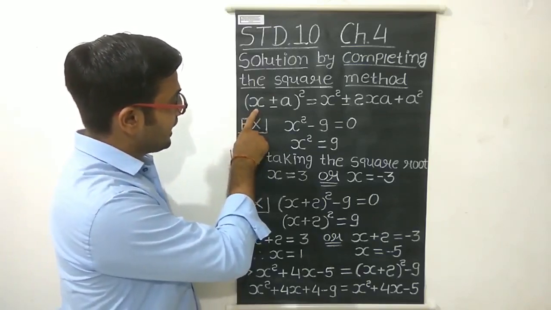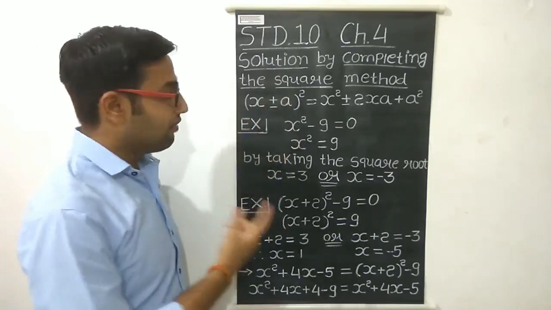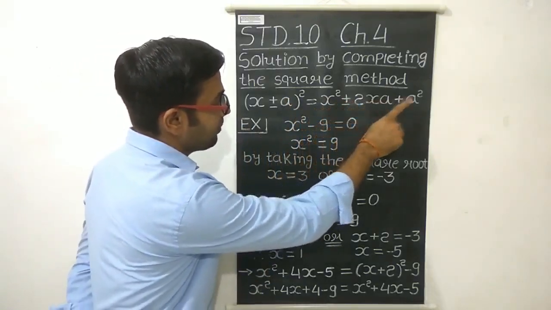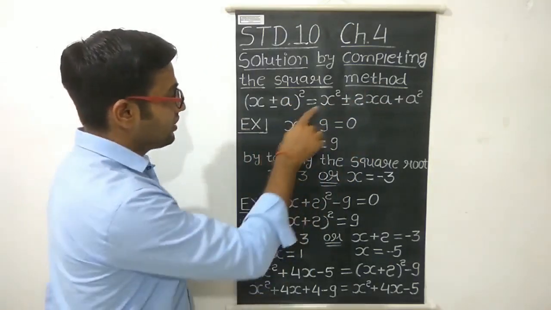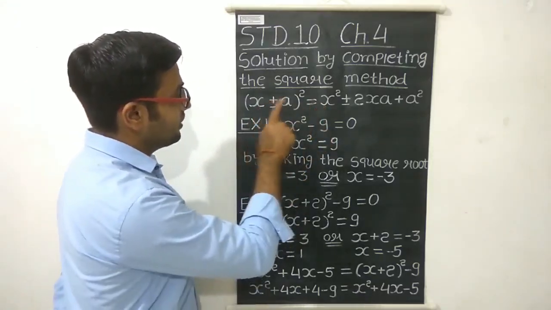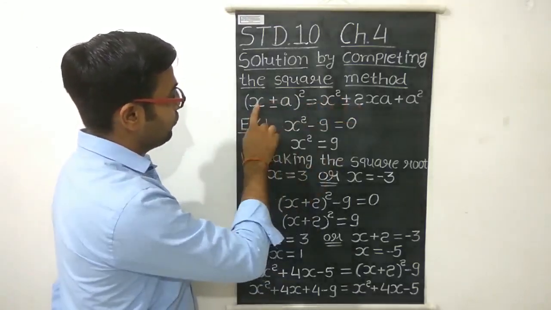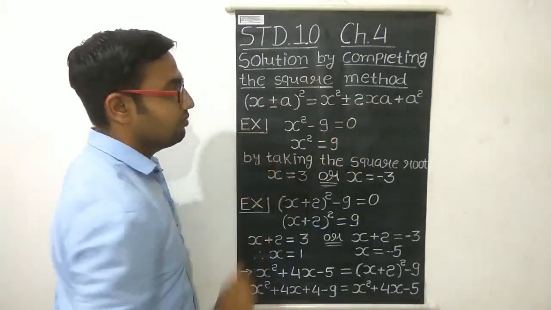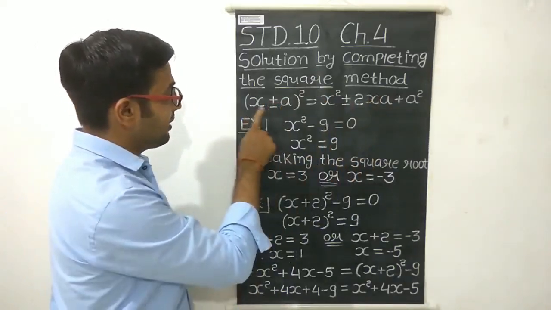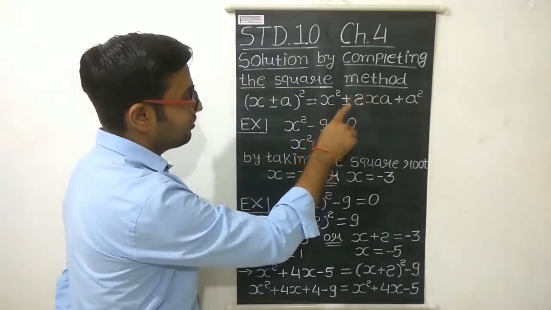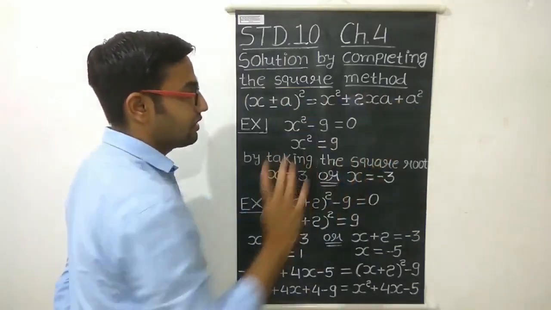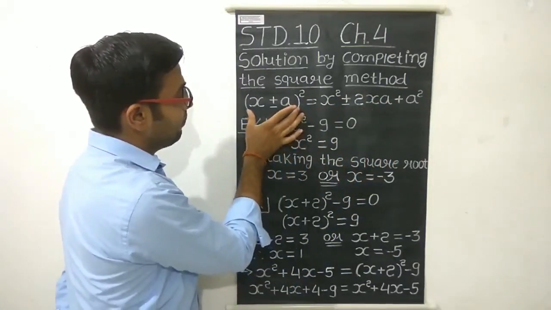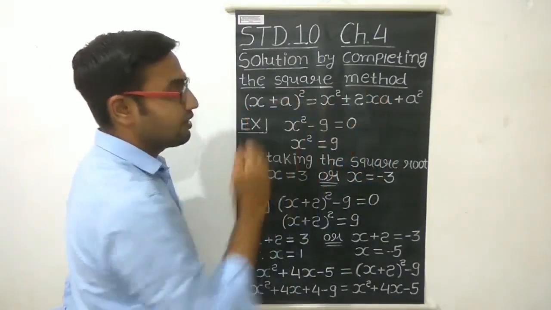If we have (x + a) whole square, then we can write it as x square plus 2xa plus a square. That means the square of the first term, plus 2 into first term into second term, plus the second term square. Or if there is a minus sign, then only the middle term will be minus. The last term will remain as it is. So we can say that this is a complete square of these 3 terms.